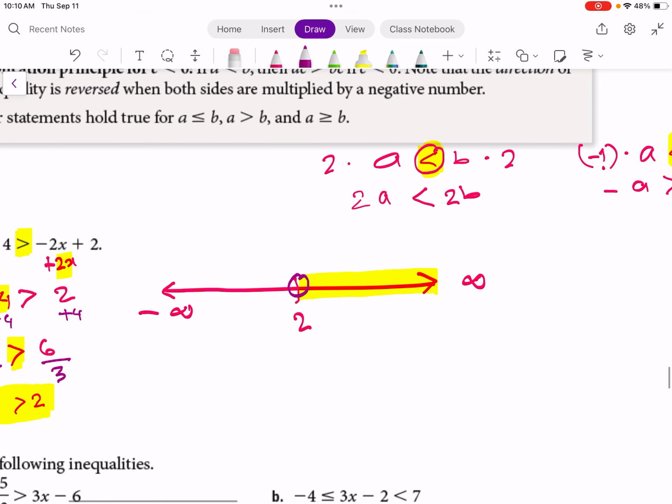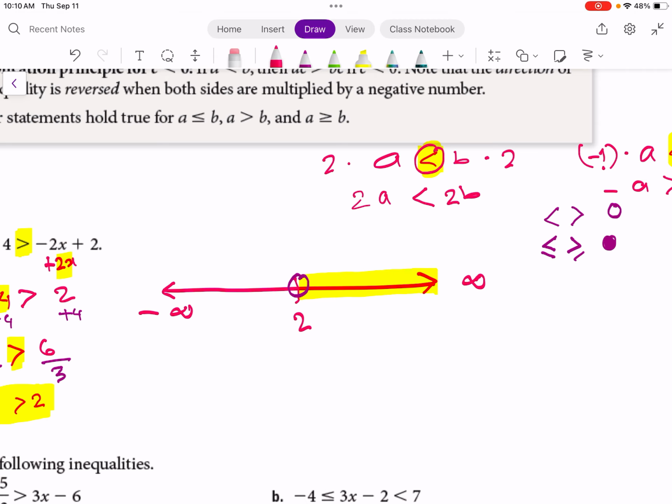Okay. So if we have strictly less than or strictly greater than, use an open circle. If you have less than or equal to, greater than or equal to, we use a closed circle. Okay. So open circle means excluding that number. Closed circle means including that number. Okay. Now how do we write this yellow region in interval notation? So what will be the interval notation for this yellow region?